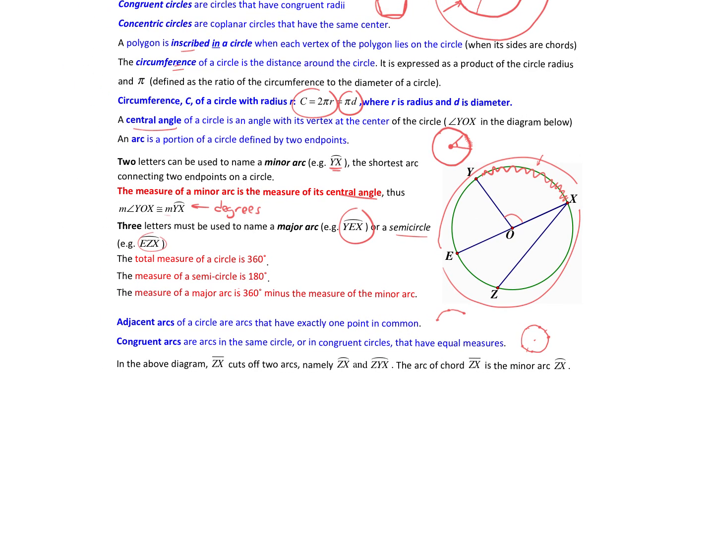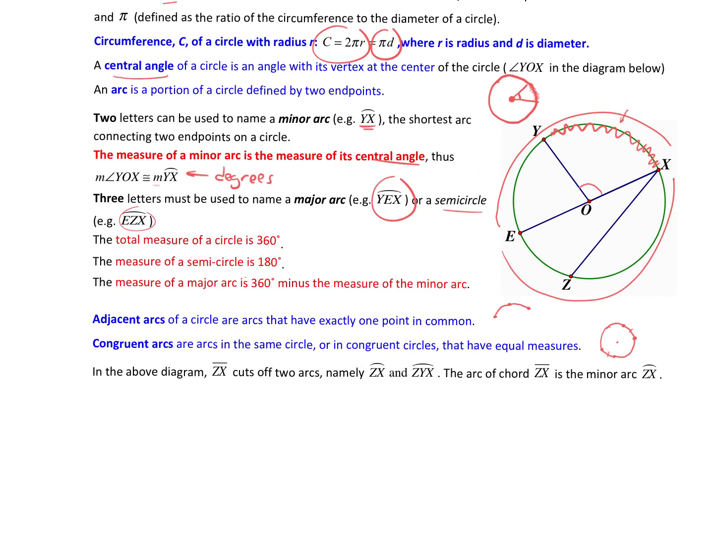Okay. Here's some other language in the above diagram. Segment ZX or chord ZX cuts off 2 arcs, ZX and ZYX. I'll just draw this because there's so much other junk in that picture. Here's Z and here's X. There's 2 arcs associated with that chord. There's a chord that goes that way, an arc that goes that way and an arc that goes that way. To name that other one, I need to have this other point Y here. So that's how that works.